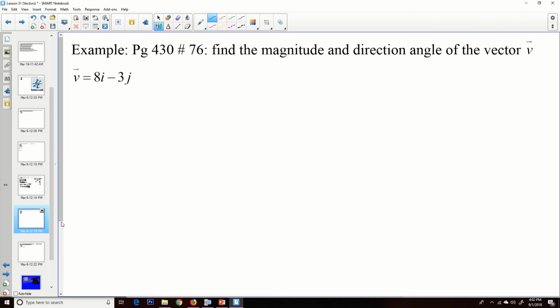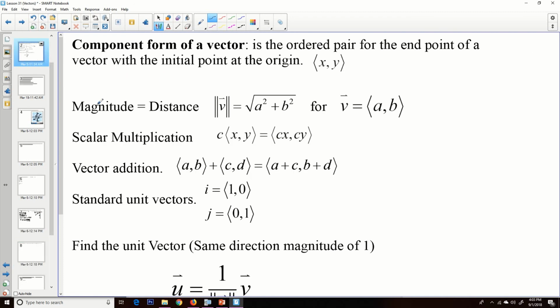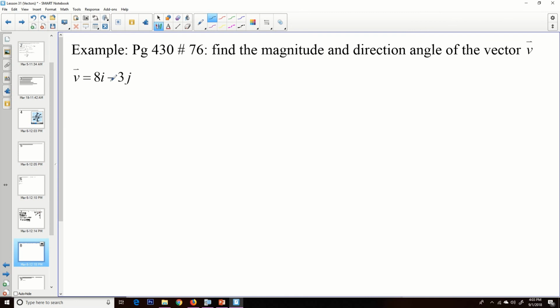All right, let's see here. Find the magnitude and direction angle for the vector v, given that vector v is 8i minus 3j. Now, if you remember from earlier, the i vector is 1, 0, and the j vector is 0, 1. And so what we can do is convert this into component form by saying that this is 8 times 1, 0 minus 3 times 0, 1, and then that will give us 8, negative 3 when we simplify it.